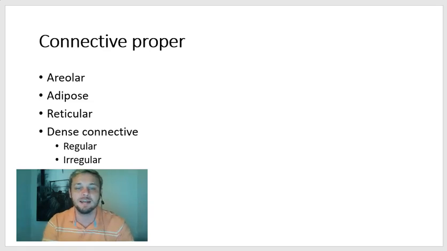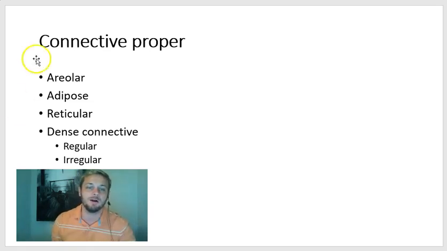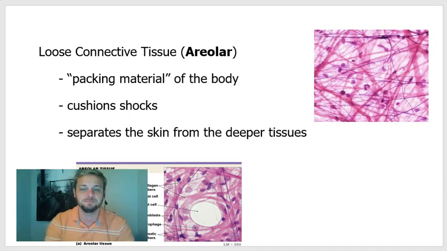So coming over to connective proper, the ones we're going to talk about are areolar, adipose, reticular, and then our two types of dense connective tissue. The first one is our areolar. This is kind of like the packing peanuts of the body. Any place where you need space filled, you're going to find this areolar tissue. It's good at cushioning shocks, and so it's pretty absorbent.